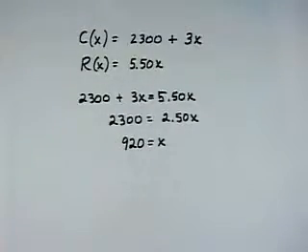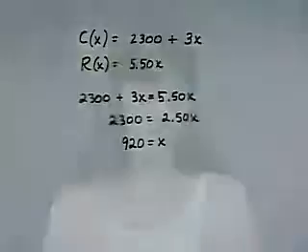Now, what that relates to in the problem is that he needs 920 deliveries in order to break even, where his cost and his revenue are the same value. We call this, obviously, the break-even point. On the graphing calculator, we can also do this same problem.